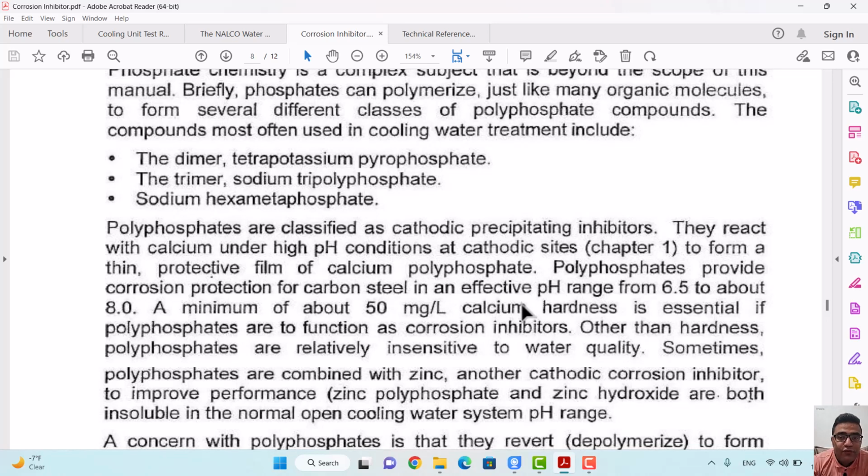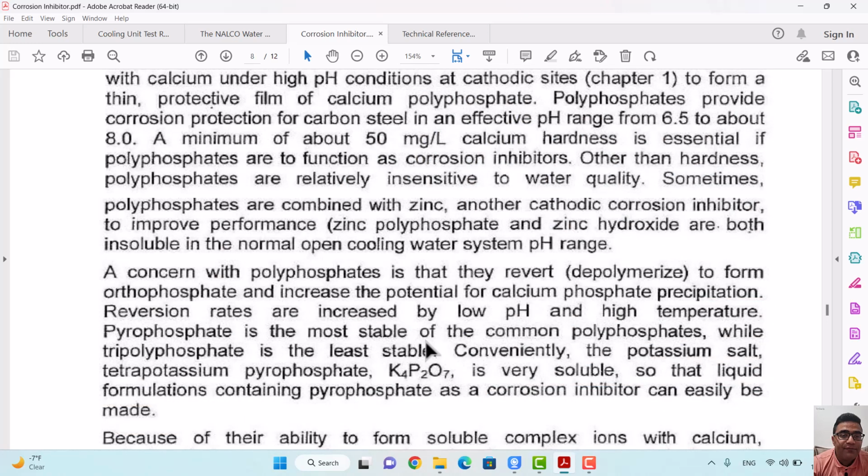And of course it provides good protection in the pH range from 6.5 to about 8, and these are the different types of polyphosphates as you can see here. Then when polyphosphates are combined with zinc, they can improve their performance.